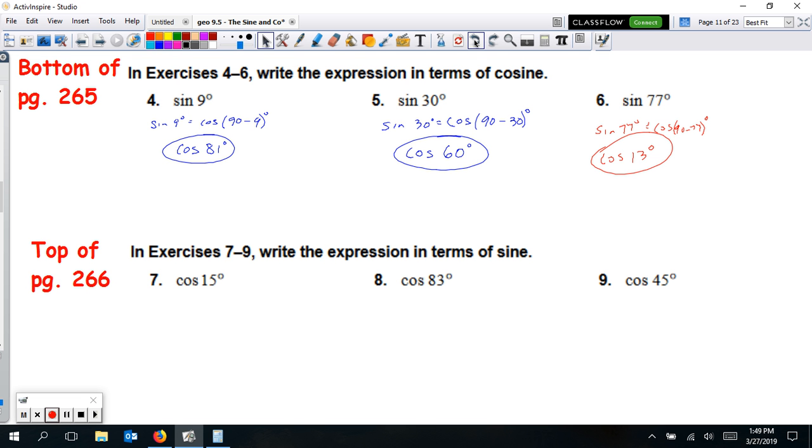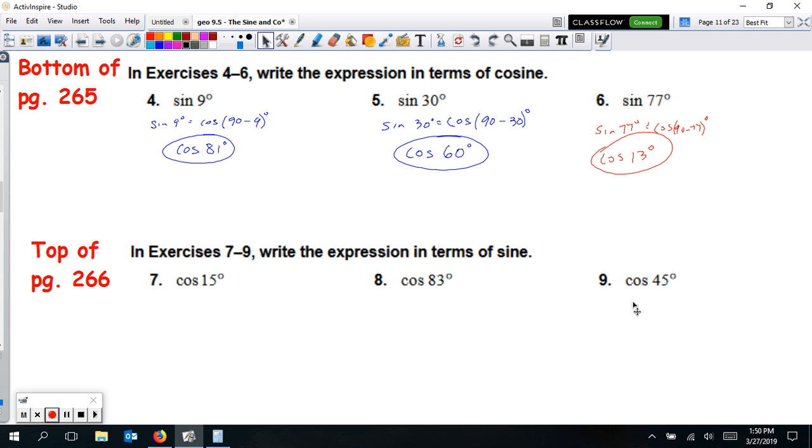And if you turn the page now in your notes, at the top of 266, you'll see 7 through 9. And you're going to do essentially the same exact things. Go ahead and pause the video, and I'll let you try these three on your own. We're just starting with cosine and then writing it in terms of sine. So it's exactly the same thing we just did. So go ahead and pause the video and then play it as soon as you're done with these three.